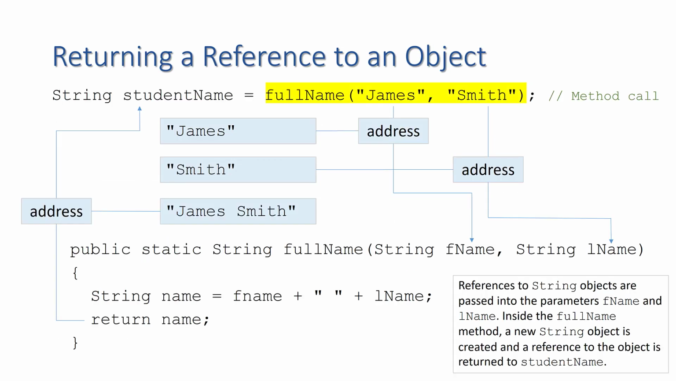In the method call to fullName, the address of the string objects James and Smith are passed into fname and lname respectively. Inside the fullName method, a new string object is created, and a reference to the newly created string James Smith is returned to studentName.